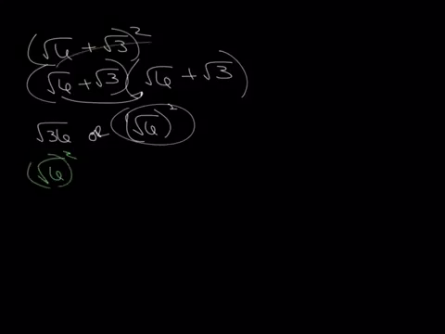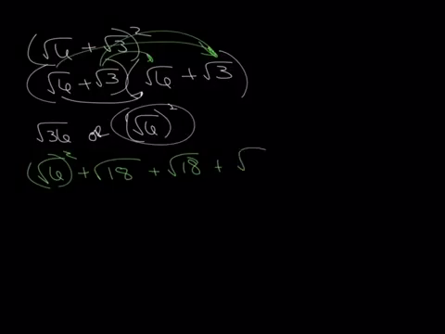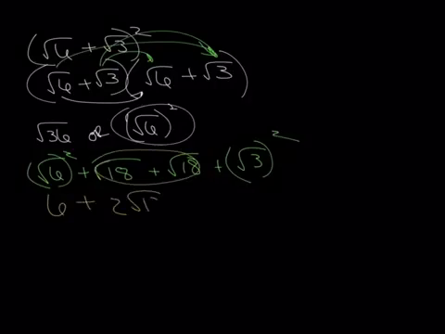Alright, then we do the outside. Just multiply inside. And then outside, or last, square root of 3 times square root of 3. And let's write that as just squared. Okay, so what do we get? 6. These two added together give me 2 square root of 18 plus 3, because remember all this comes off.